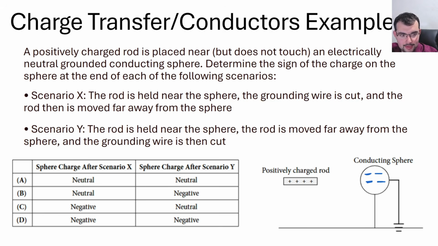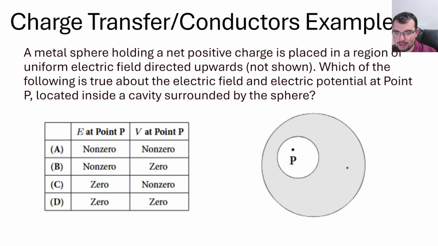But then in scenario Y, if I just remove the rod from the system, the negatives don't want to just stay on the sphere, so the negatives are actually going to go back to the ground. And then if I snip the wire with the rod far away, it's business as usual and it stayed neutral. So it's actually C. You have to be careful. Order does matter here between the two. So the sphere charge is negative in X, and it is neutral in Y. Lots of variants of this question show up.